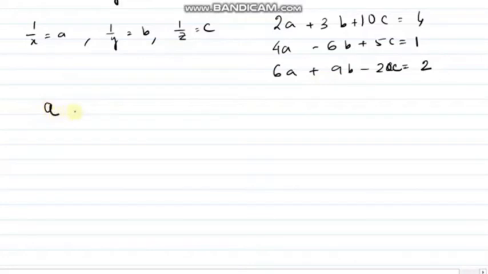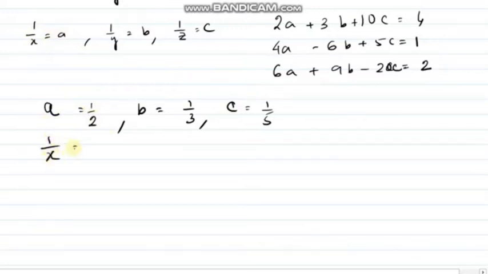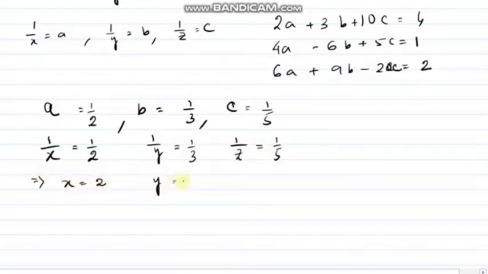If you solve, you will get a as 1 divided by 2, b as 1 divided by 3 and c as 1 divided by 5. Please try to solve like the previous, just check the previous video and solve it. As a is 1 divided by x, 1 divided by x will be 1 divided by 2, 1 divided by y will be 1 divided by 3 and 1 divided by z will be 1 divided by 5. So we can write that x equals 2, y equals 3 and z equals 5. Just check the previous video and try to solve this sum.